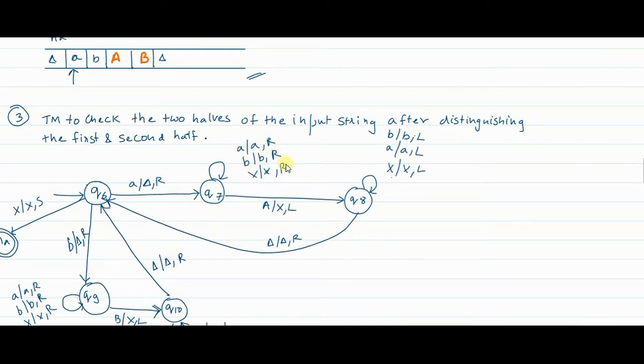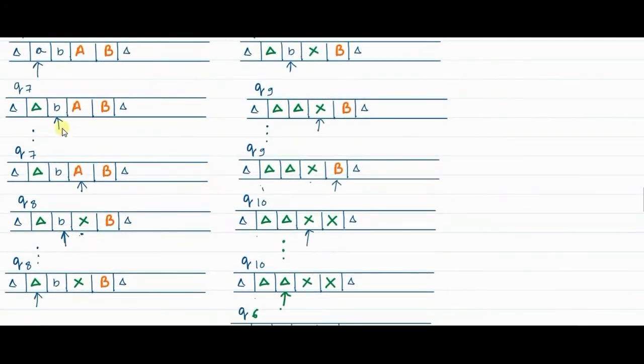You will understand what X is. After some time, you will understand why X is used. Now in Q6, if A is encountered, A is replaced with itself, the pointer moves to the right, and we remain in the Q7 state.